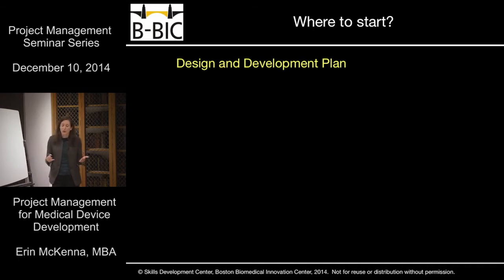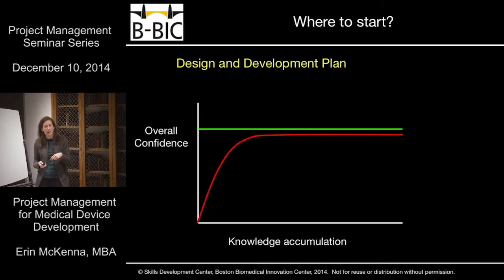So in the design control space, one of the first things that regulations talk about is that you need to have a design and development plan. It speaks to the individual elements within design control, but what it talks to as well, which I think is helpful in planning for design, is that generally you're starting everything with certain levels of knowledge, and that's going to give you maybe a certain level of confidence along the way of what your chances are that you're going to achieve your goal.